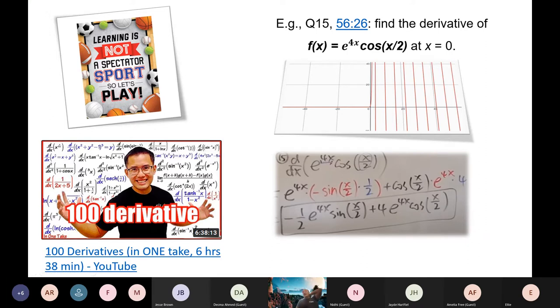And then if we want to find out the value at x equal to 0, we have to evaluate this first derivative at x equal to 0. And then we can plug in x equal to 0. Negative 0.5 times e to the power of 4 times 0, which is 0, times sine 0 over 2, which is 0. And then plus 4 e to the power of 0, cosine 0. The answer is 4. So now we know that at point 0, the tangent line's slope is actually 4.